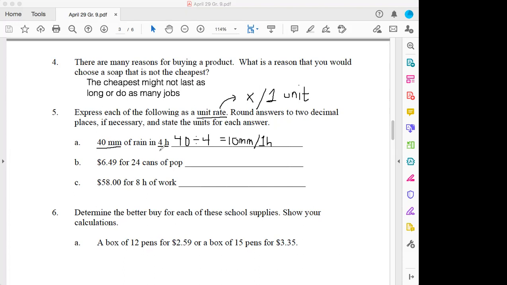Okay. So then for this one, if it's $6.49 for 24 cans of pop, how much is it for 1 single can of pop? What you would do for this one is you take the price, same as what we've done before. So $6.95 divided by 24 cans. That means that it's going to cost 27 cents for 1 can of pop. Okay, so per can.